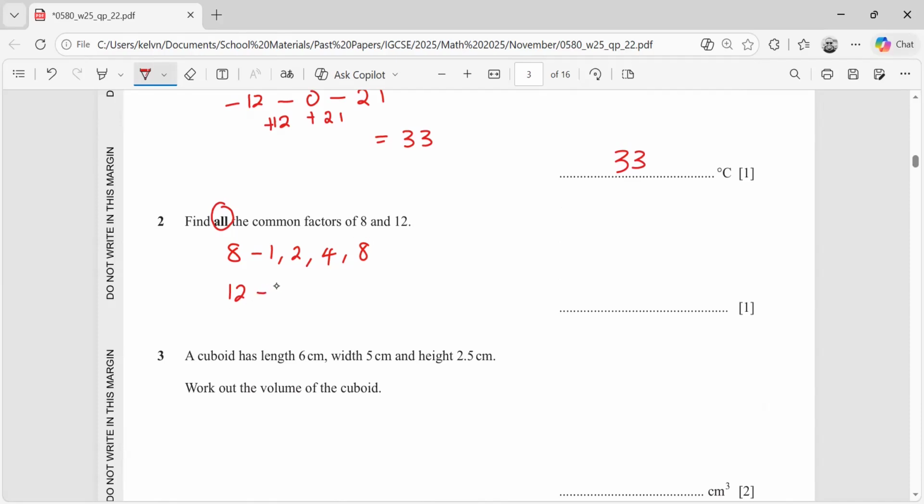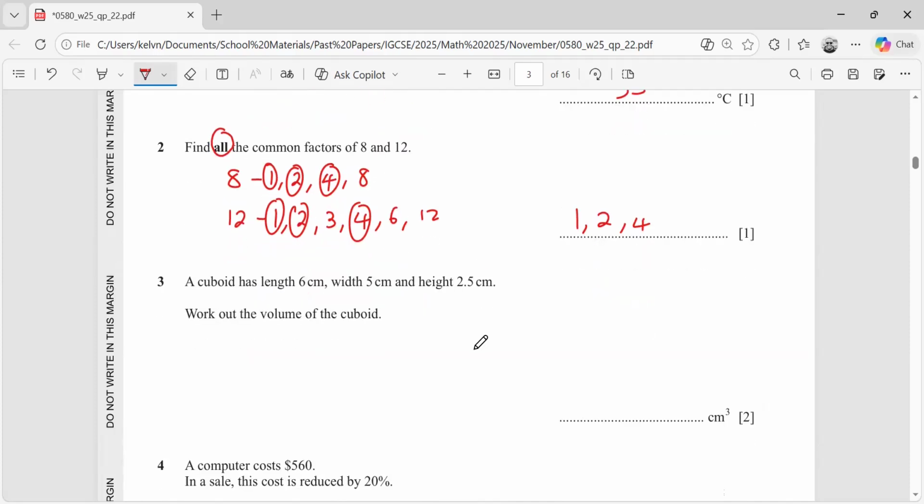And then for 12, we can also start with 1, and then 2 works, 3 works for this one, 4 also works, 6, and the last one is 12. So let's find out the common ones. You can see this one, and then this one. So you can say all the common factors are 1, 2, and 4 for both 8 and 12. And that will be your answer.